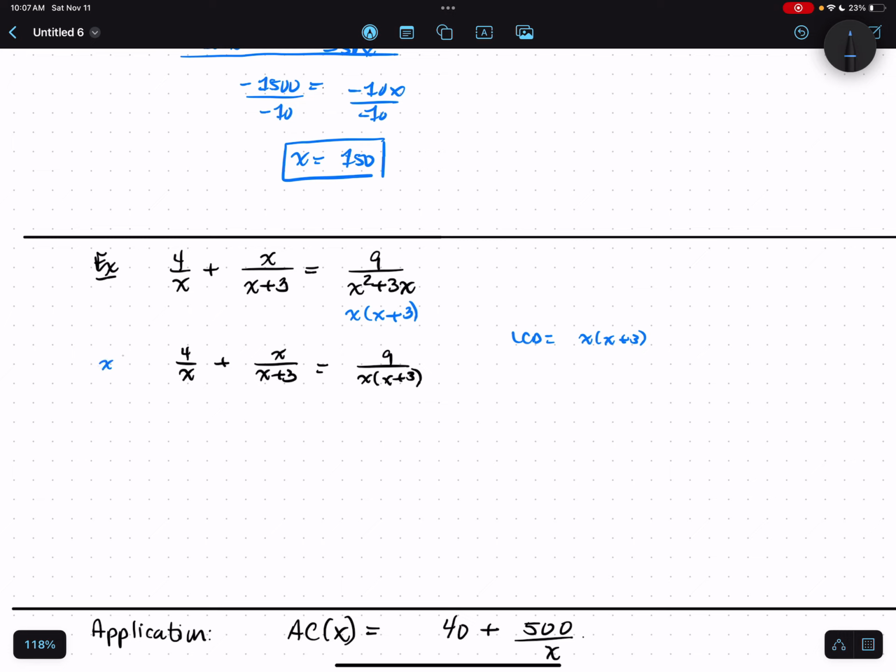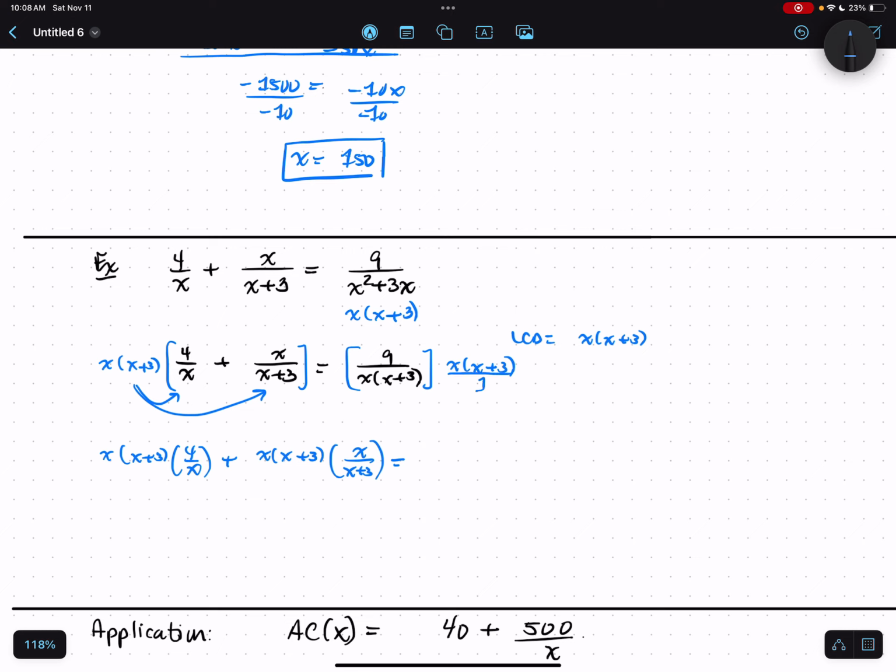So doing that, we have x times x plus 3 times the entire left side, and the entire right side is multiplied by x times x plus 3. Now, for some reason that one looks like a minus there. There we go. So remember that when you multiply several terms by the same thing, we use the distributive property. So we have x times x plus 3 times 4 over x plus x times x plus 3 times x over x plus 3 equals, now on the right-hand side, I'm actually going to take a bit of a shortcut. I know this is over 1, so these cross out and we're left with 9.